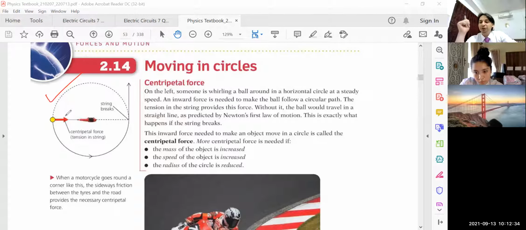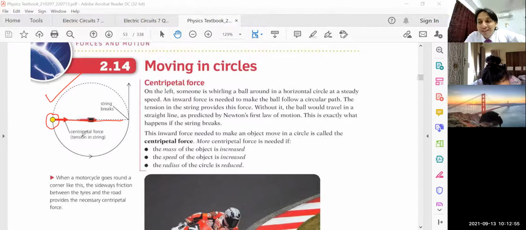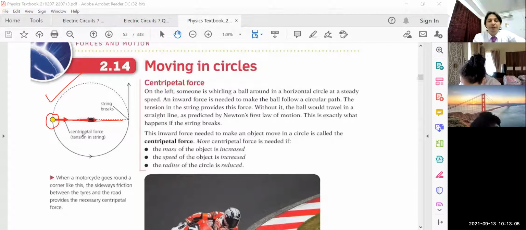What is the direction of that force? Now look at this diagram, children. In circular motion, what happens, children? There is a force acting between the object and the string. This is the string. And this force is always acting toward the center. The name given to this force is called the centripetal force.